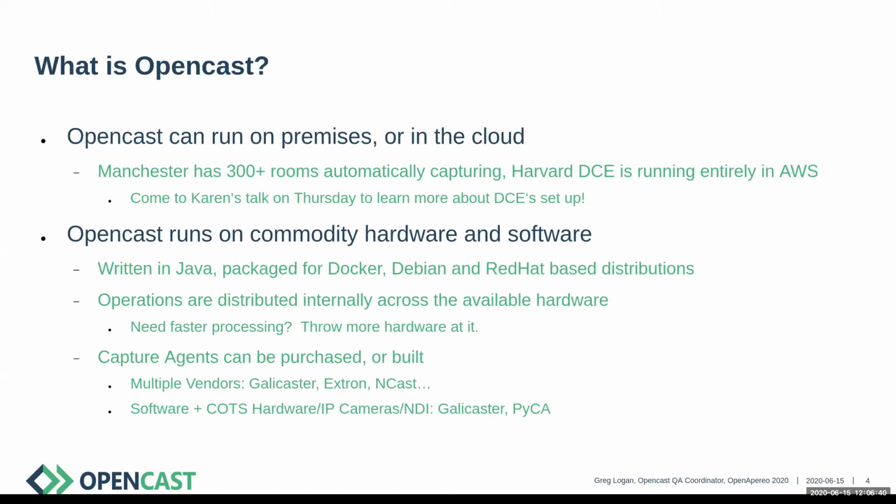Capture agents, and these are the things that go in your classroom to record stuff, whether that be workshops or lectures or whatever, can be purchased or they can be built. We've got multiple vendors involved. Galacaster, which is a group that actually started not really as an Opencast project, but like as an adjunct to Opencast, and it has since turned into sort of their own business. There's Extron. I'm sure everyone knows about Extron. Ncast. I'm sure I'm missing names. Just because I haven't included them here does not mean that they're not quality or anything like that. It's just that I don't want to go through all of the different vendors.